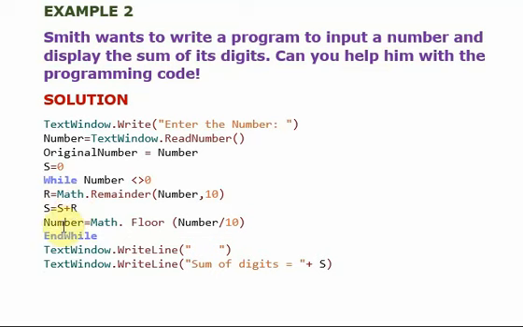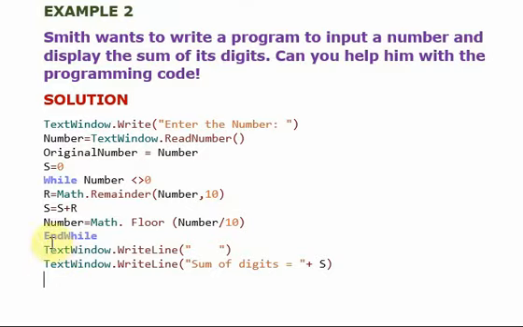Then come here. Now number is 3. So 3 divided by 10 is 0.3. So it will omit the decimal value and take 0. Come here, 0 not equal to 0, false. Then stop the loop because the condition is false.